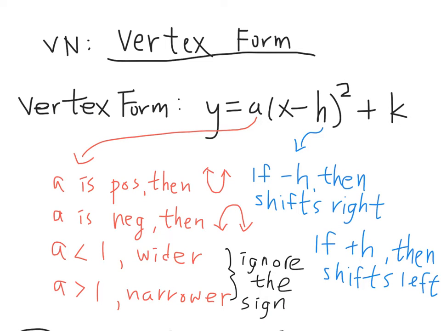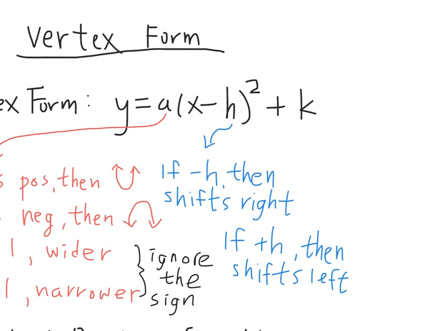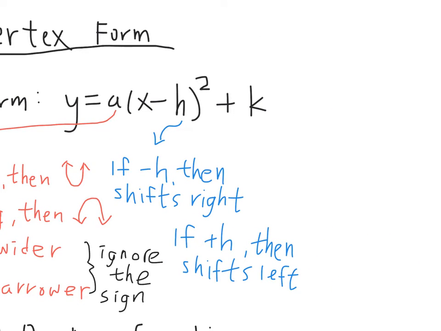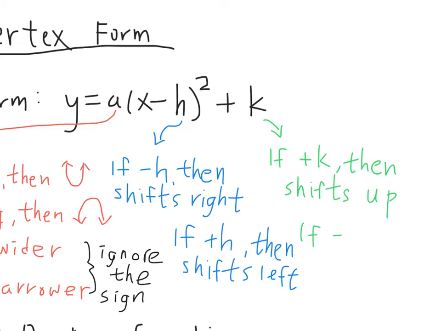And finally, we have k. So let me move it over. We have k. Let's use another color. Let's use green. Okay? K is the number all the way at the end. And if you see a positive k, meaning if you add, then the graph shifts up. Ooh, I like this green. And if you have a negative k, meaning you're subtracting a number like minus 6 at the end, then the graph, the parabola shifts down.